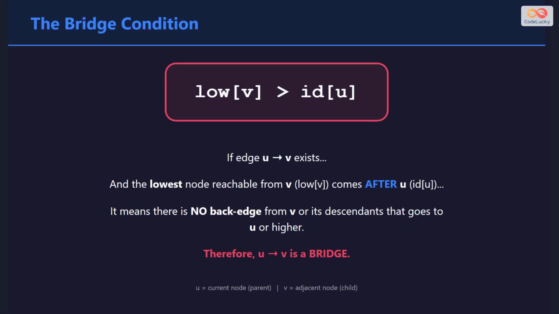Here is the core logic. An edge u to v is a bridge if, and only if, the low link value of the child node v is strictly greater than the discovery time of the parent node. This inequality means that there is no back edge from v or its descendants that goes to u or above. The only way back is through the edge u-v itself.